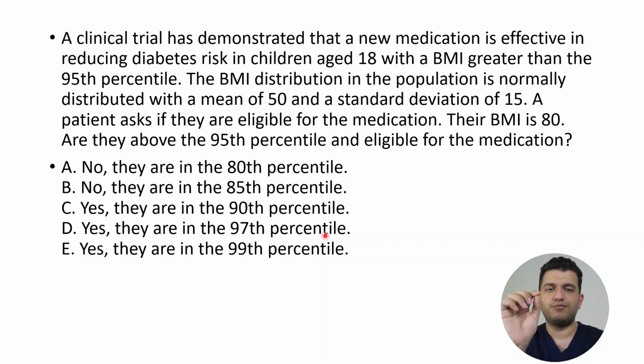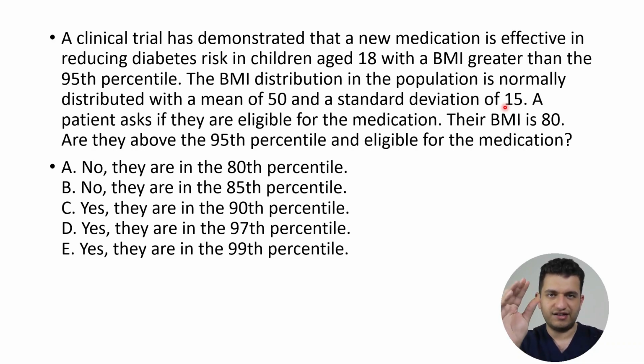The BMI distribution of the population is normally distributed with a mean of 50. Wow, amazing. Imagine a BMI of 50 being the mean. And the standard deviation is 15. So it's similar to the example we were breaking down with the scores of the class. And they ask if a patient is eligible for this medication given that their BMI is 80.